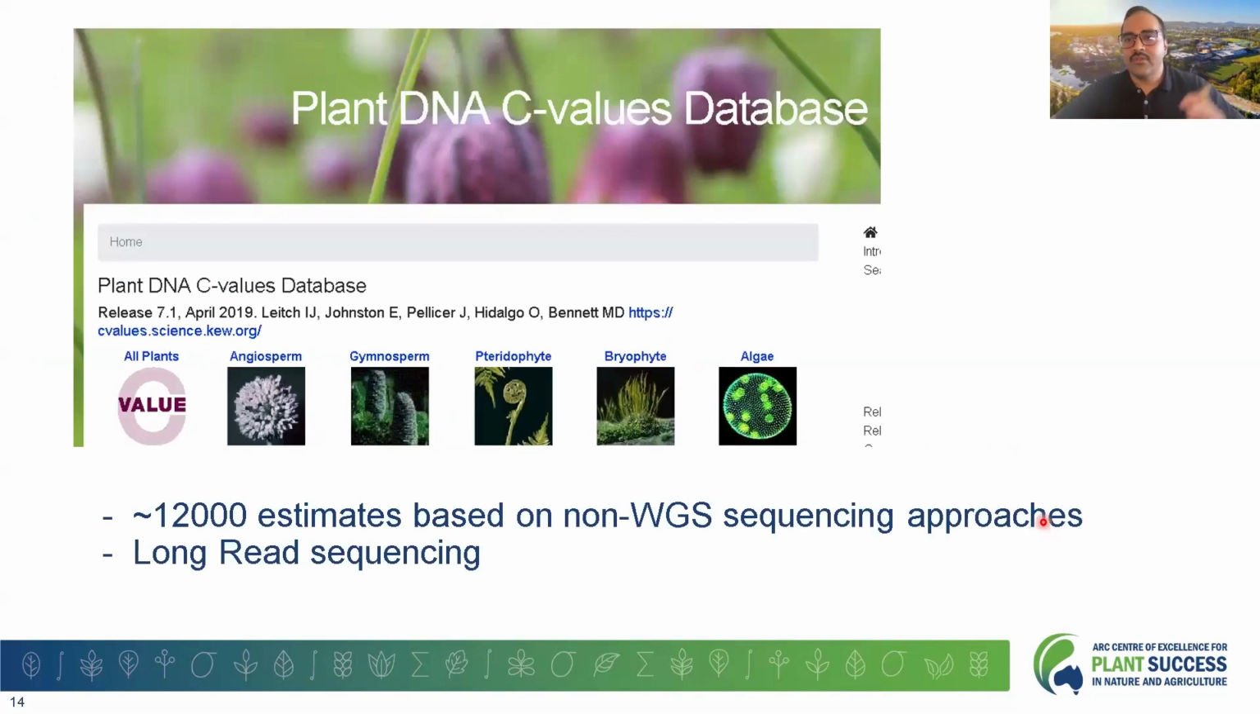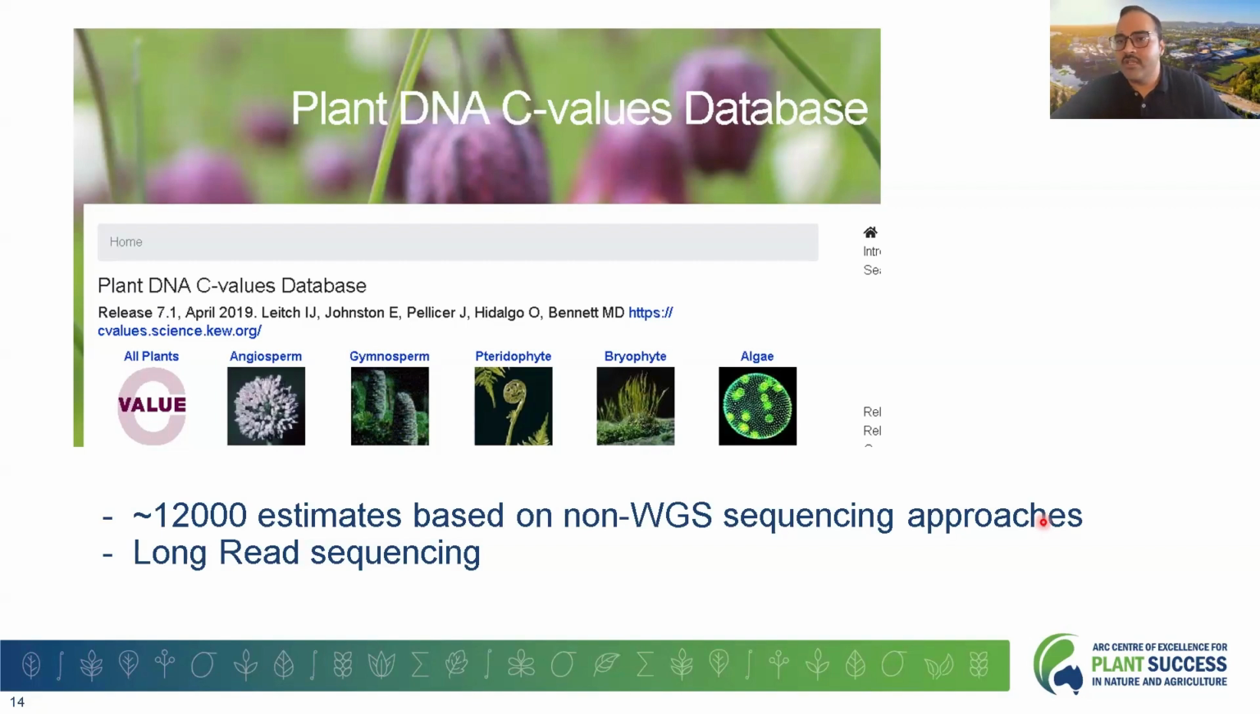This is the C-value data. I'll just give a little bit of background about this. This is the C-value database from Kew Botanical Gardens, and this database contains the genome size values for the plant kingdom. There are nearly 12,000 genome size estimates for plants, but barely any of them is based on a whole genome sequencing approach. The reason is obvious, because in the past the sequencing technologies were not that superior in terms of capturing the highly complex regions of the genomes.